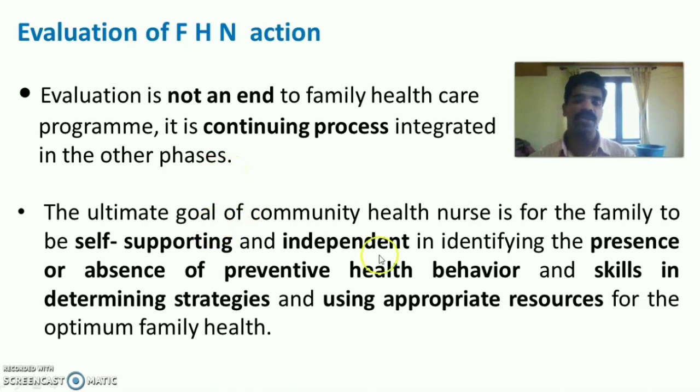The ultimate goal of the community health nurse in the family health nursing process is to make the family have self-care abilities, self-support for the family problems and needs, independent decision making, and independent identification of the presence or absence of preventive health behavior among the family members. Then to have skills in identifying various strategies when there are problems and needs, and using appropriate resources to meet their own needs, demands, and various health problems, thus to have an optimum family health.